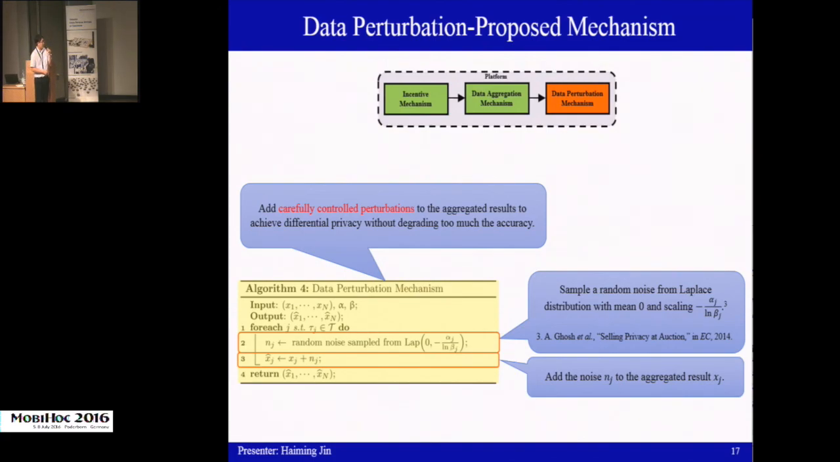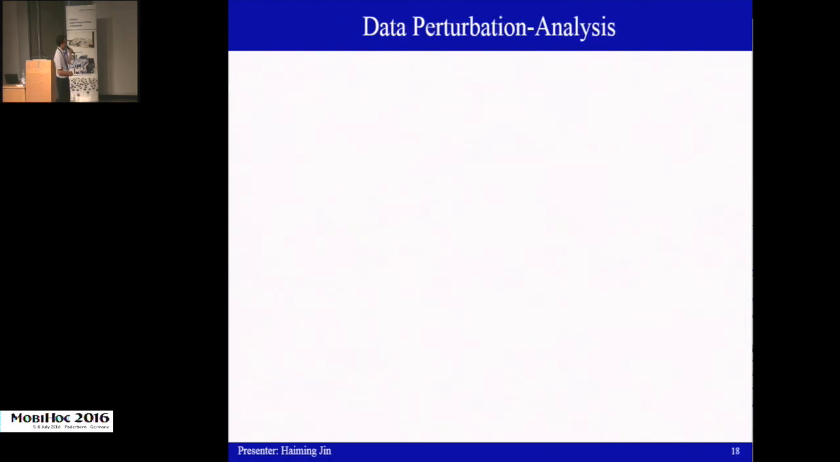So basically, this data perturbation mechanism simply adds a carefully controlled random perturbation to the aggregated result to achieve differential privacy without degrading too much the data accuracy.